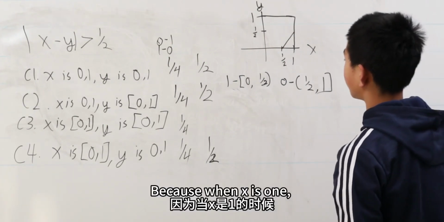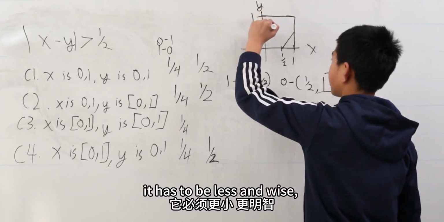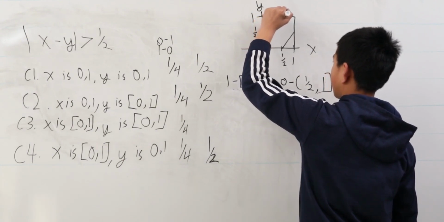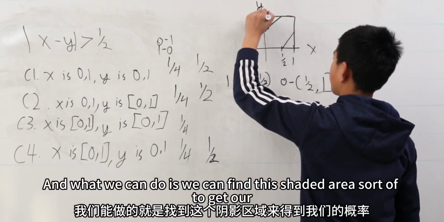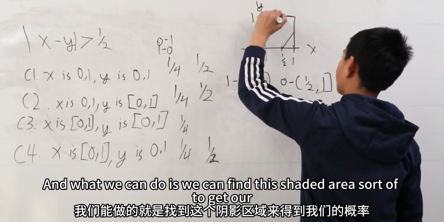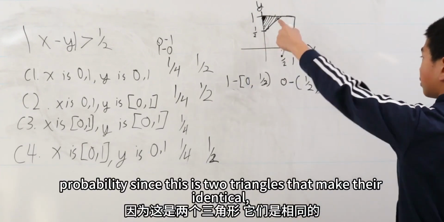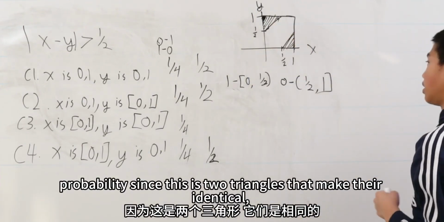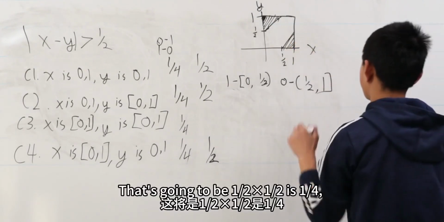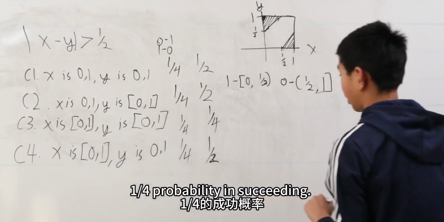Because when x is 1, y has to be less. And y tends to do the same thing, going up like that. And what we can do is find this shaded area to get our probability. Since these are 2 identical triangles, they make a square. That's going to be 1/2 times 1/2 is 1/4, so 1/4 probability of succeeding.